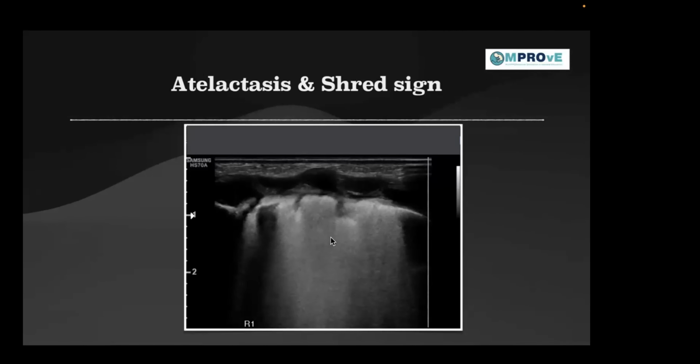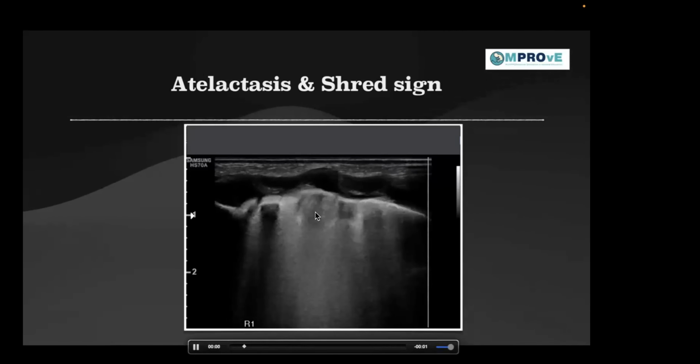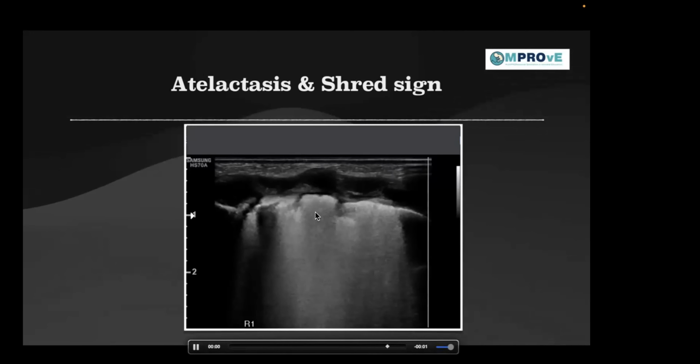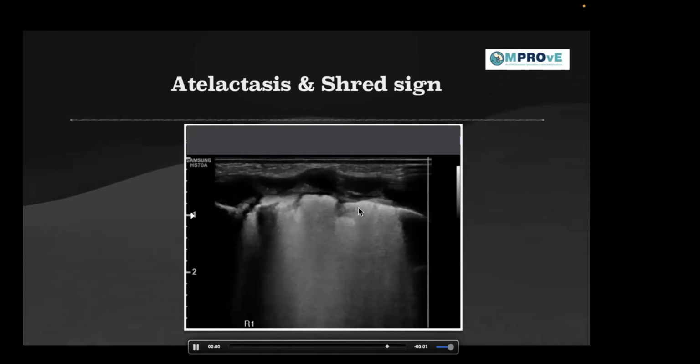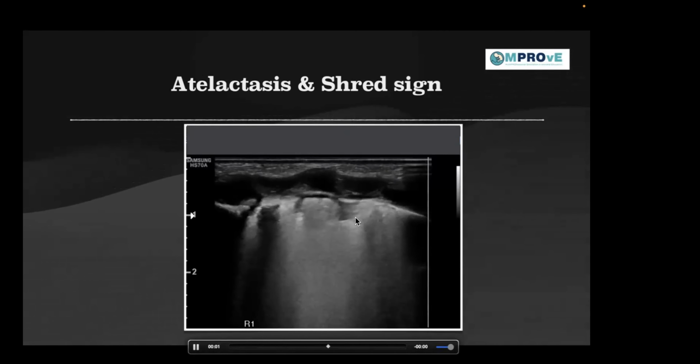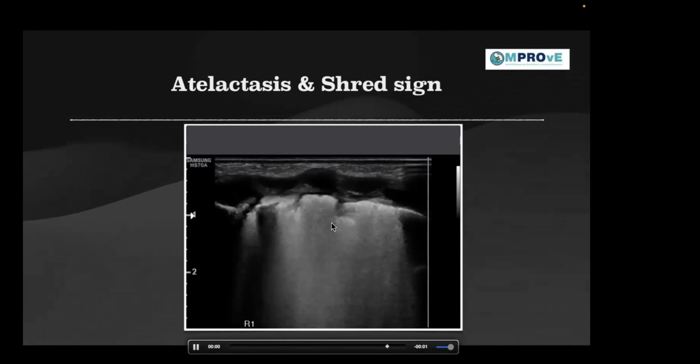Right. You can see a small area of consolidation here, atelectasis. When you have this atelectasis or collapsed area here, you can see your lines are broken. It's an irregular line. So this irregularity, or this broken border of this atelectasis or consolidated area, is called a shred sign.